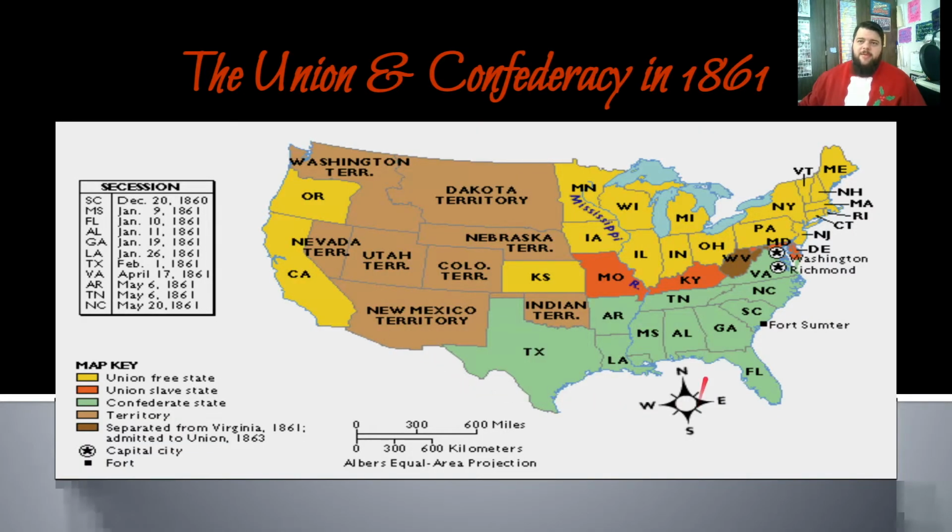Here's the map, and you can see the green is going to be the southern states that secede. The tannish, beige, brown, whatever color there is going to be territories. The yellow is going to be northern states, free states. The orange and this dark brown are going to be slave states that are a part of the Union. Blue is water.